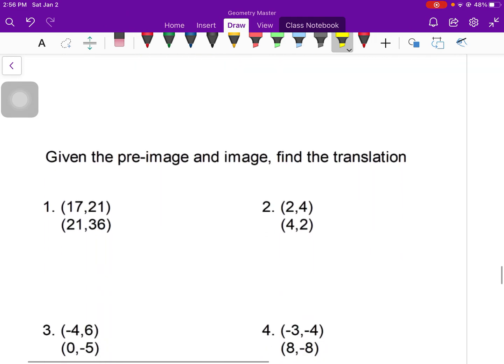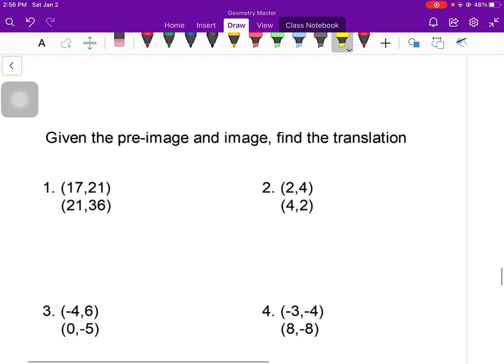Okay, and now I'm giving you both the pre-image and the image and having you find the translation. So I'm giving you the before picture, the after picture, and saying what changed. Okay, there's kind of a few ways you can look at doing this. You can look at adding or subtracting. Really doesn't make a difference.